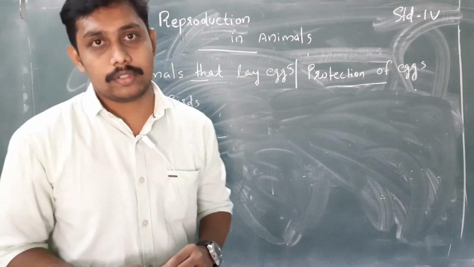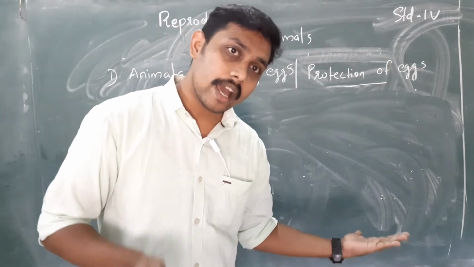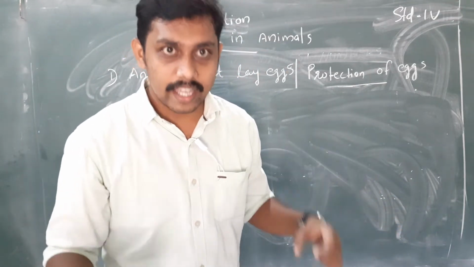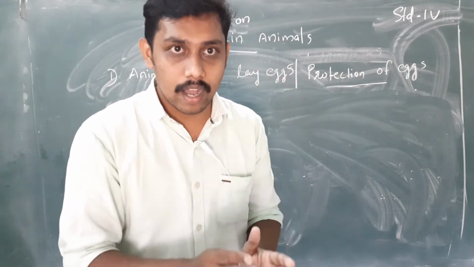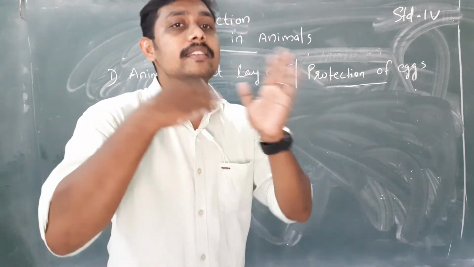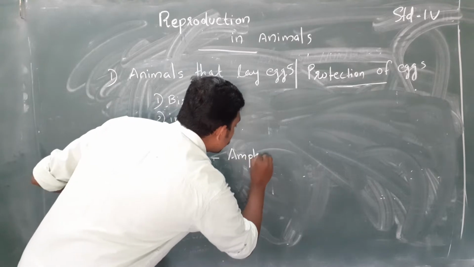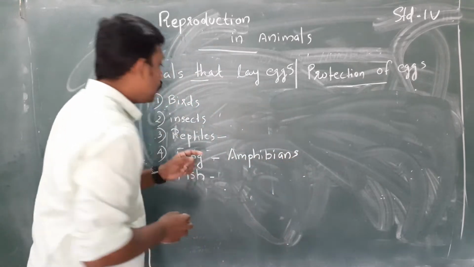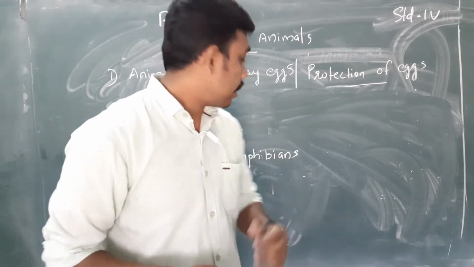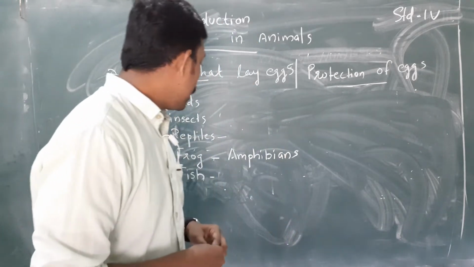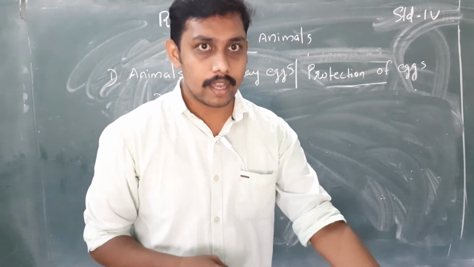Okay, next is frog. What is a frog? You have seen frogs in both water and on land, isn't it? They live in water and also live on land. Animals which live in both water and land are called amphibians. So frog is an amphibian. Frog lays eggs where? In water.